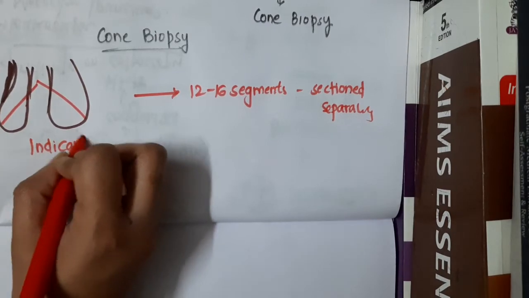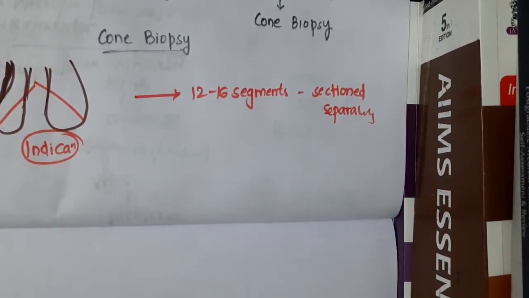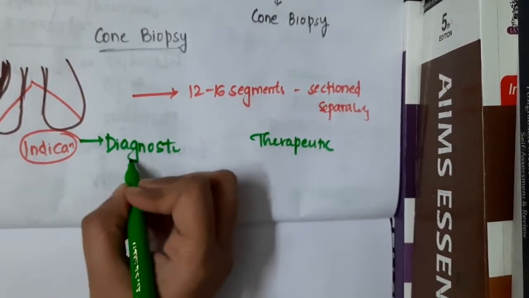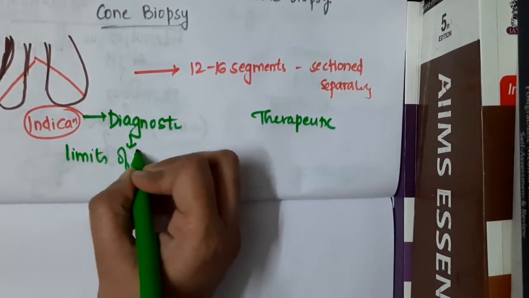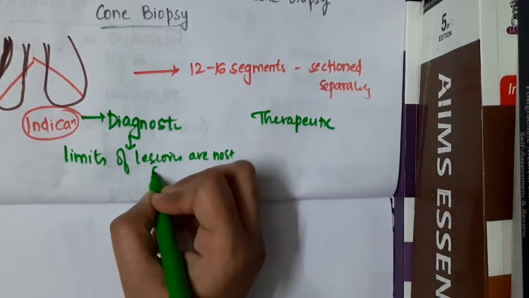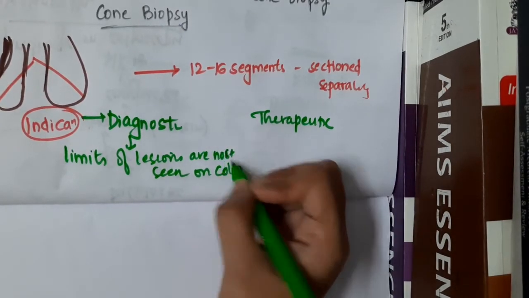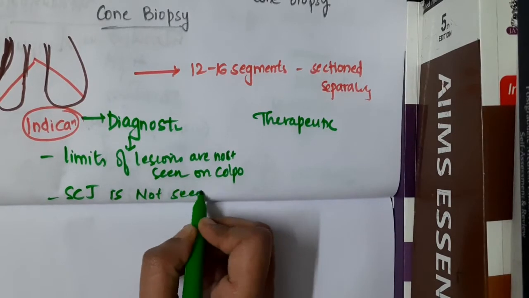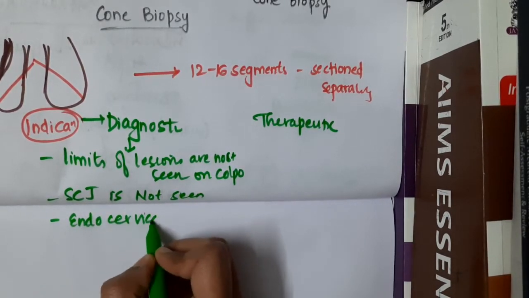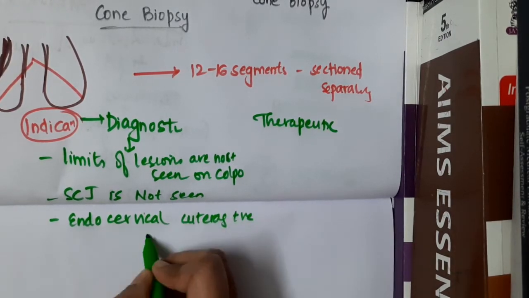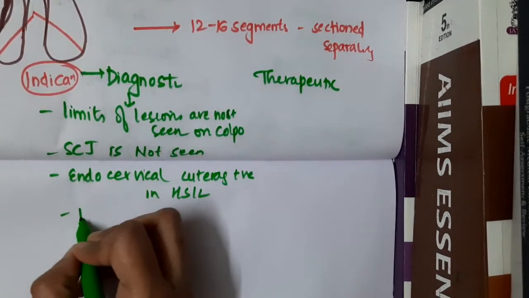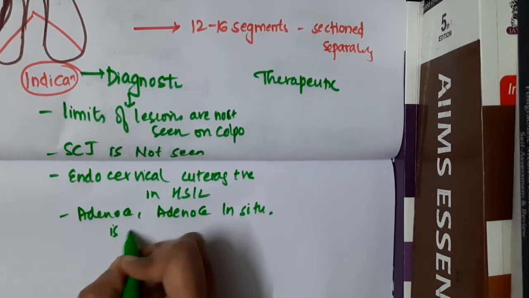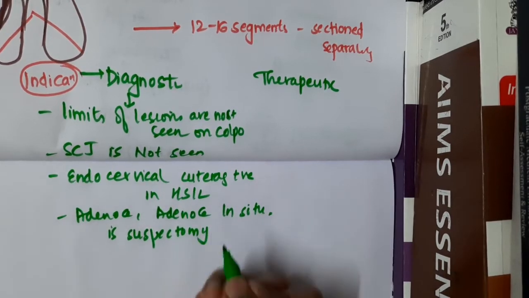What are the indications of cone biopsy? We can do it either for diagnostic or for therapeutic purposes. For diagnostic purposes, if the limits of the lesion are not seen on colposcopy, you will have to do a diagnostic cone biopsy. Also if the squamocolumnar junction is not seen on colposcopy, if endocervical curettage is positive, or if microinvasive adenocarcinoma or adenocarcinoma in situ is suspected based on the biopsy results, then we can do cone biopsy for diagnosis.